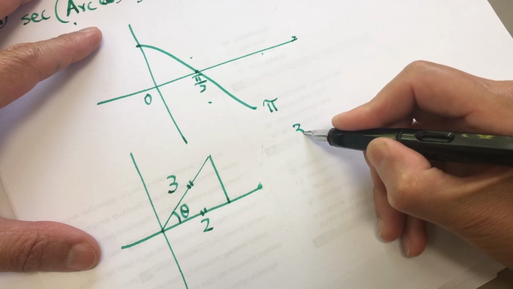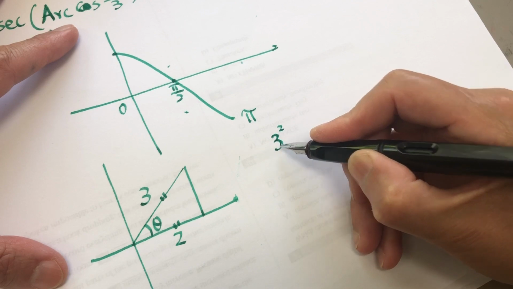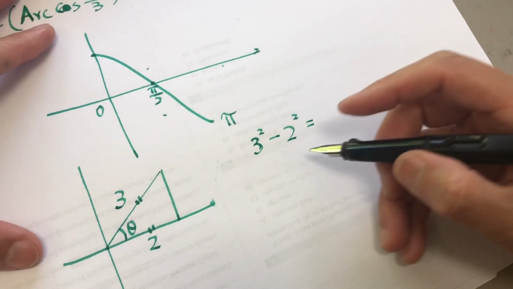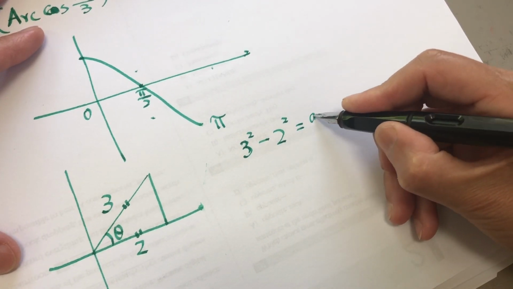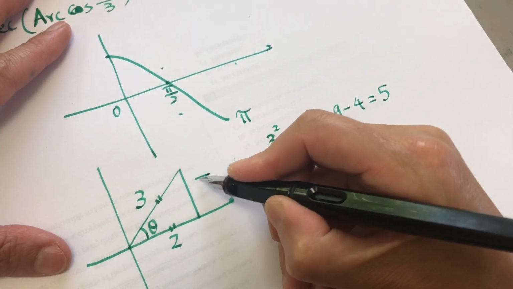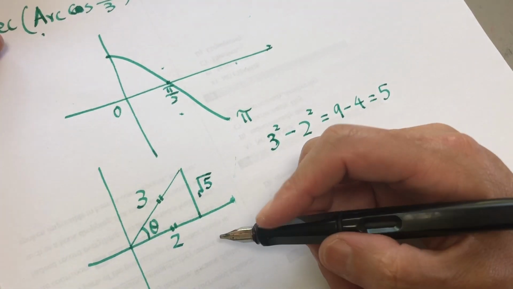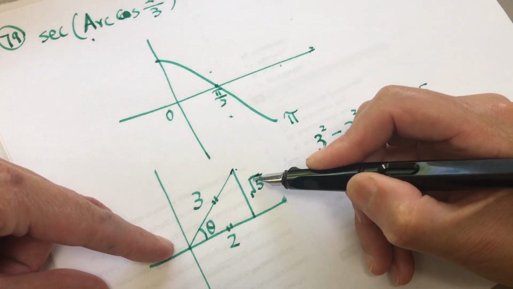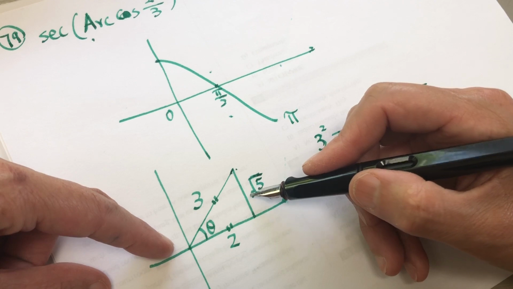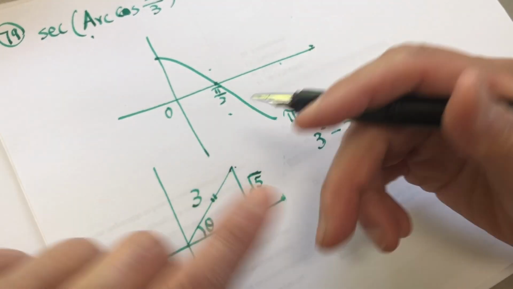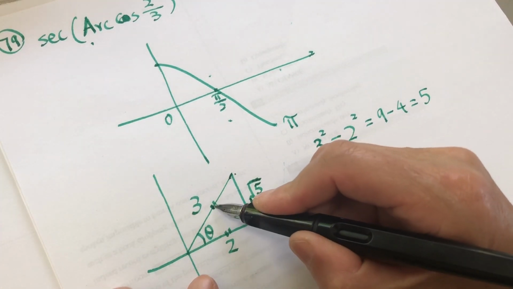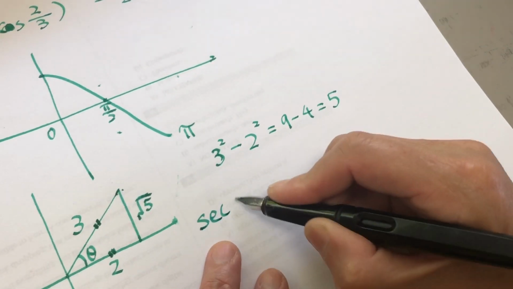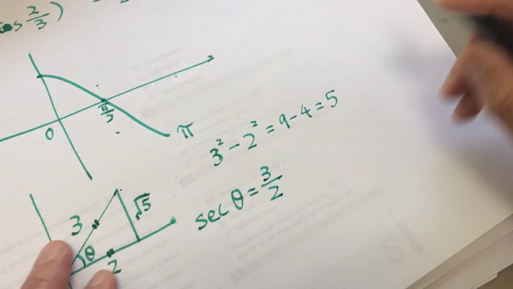So what is this side? We need to do a calculation: 3 squared minus 2 squared equals 9 minus 4 equals 5. So this side is root 5. Now we need to figure out the secant. Do we even need this root 5? We actually do not need it, because secant is the reciprocal of cosine, right? So it's hypotenuse over adjacent. So secant theta equals 3 over 2, just like this.